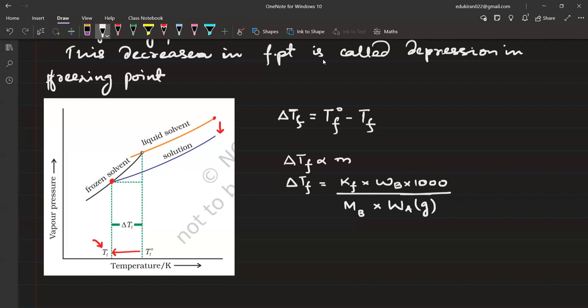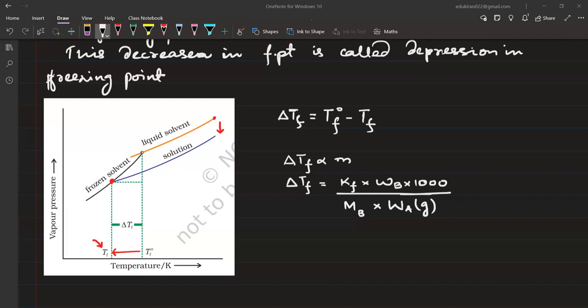Sir, what is freezing point? Sorry? What is freezing point? Freezing point is the temperature at which liquid converts to solid. Okay, sir.